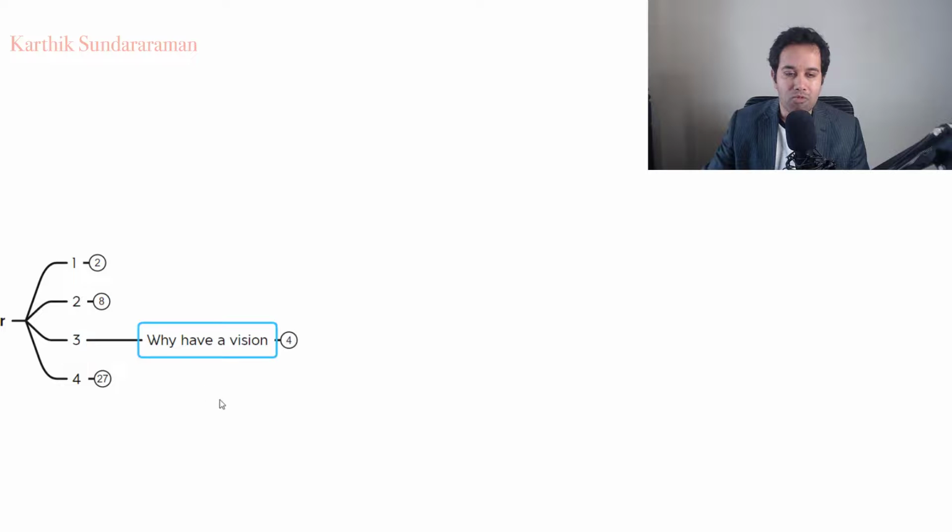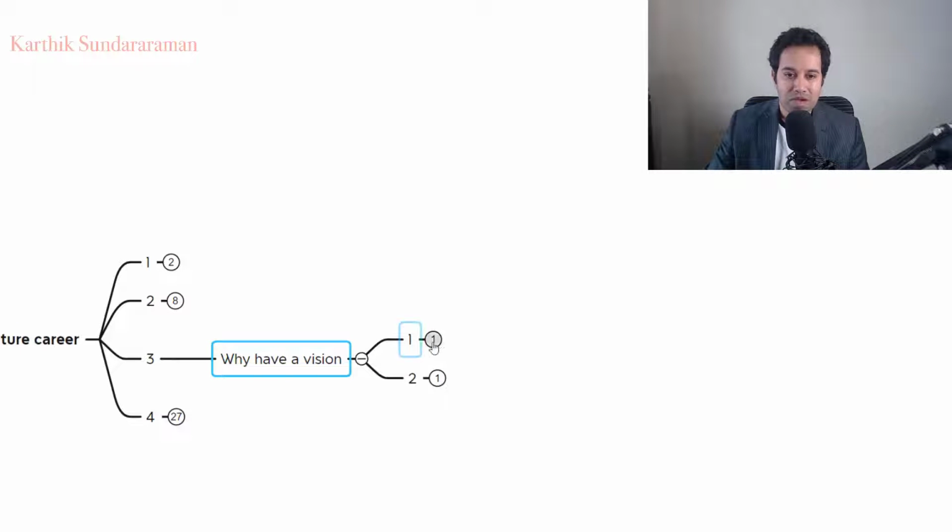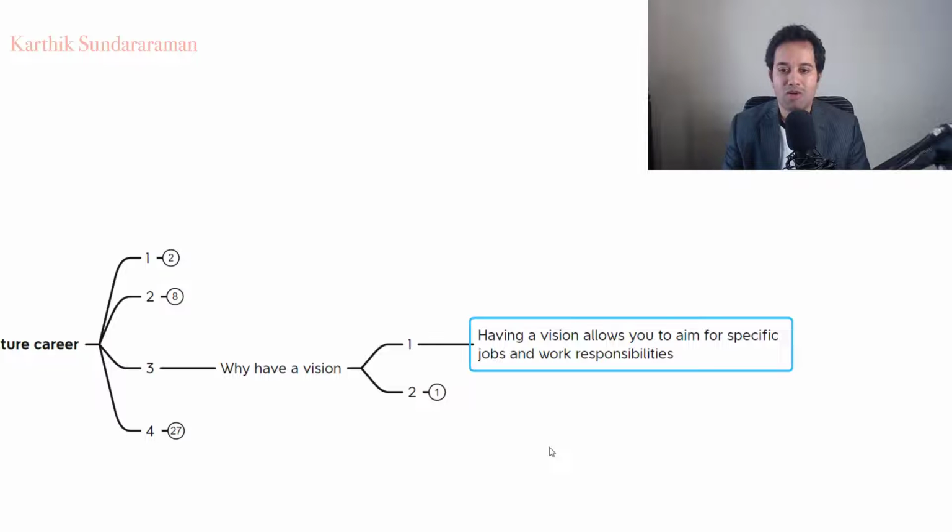Now let's look at why have a vision. Having a vision allows you to aim for specific job and work responsibilities. It's like asking, where should I look when I'm trying to shoot and hit the bullseye? If you ask an archer or a shooter what they are going to aim at, they need some point to aim at. They're always aiming at the bullseye, isn't it? That allows them to either hit there, or even if they're a little bit off target, they will get maximum points. So that's why you need to have a vision, and you need to constantly visualize this vision as well.